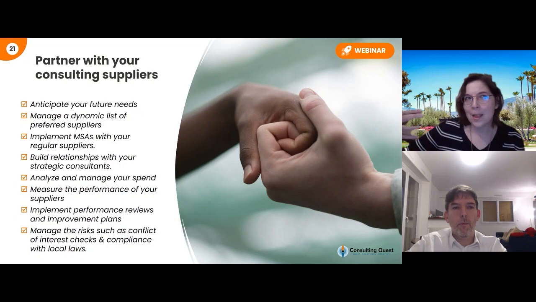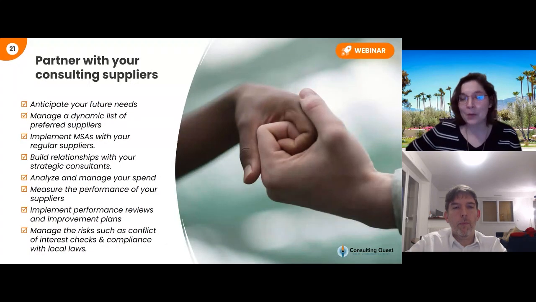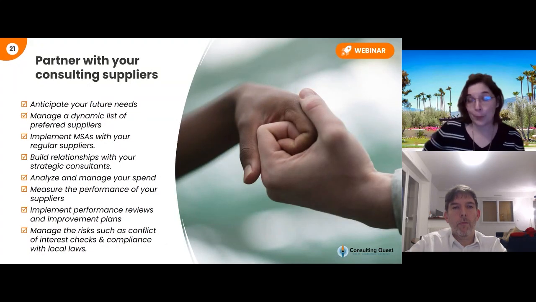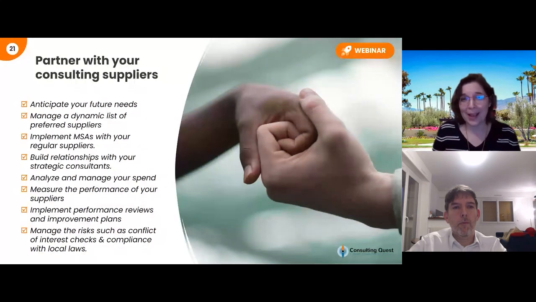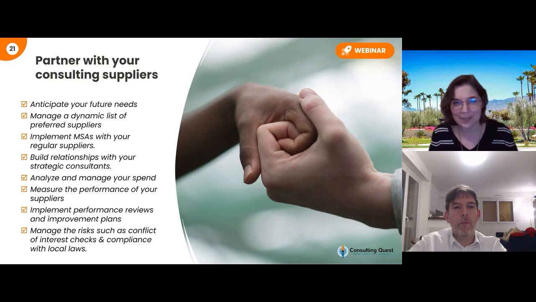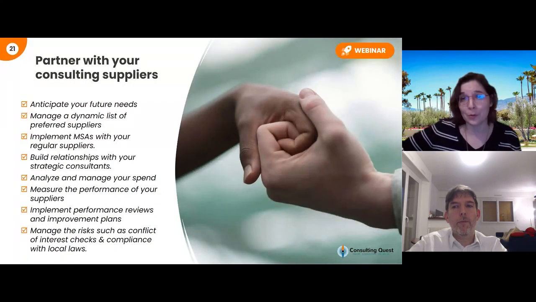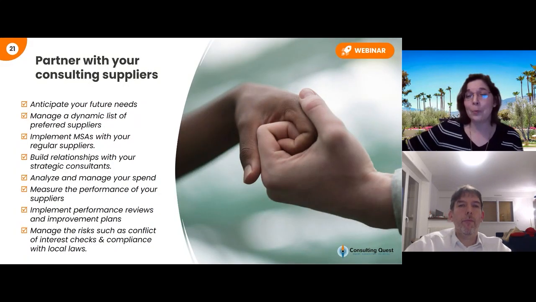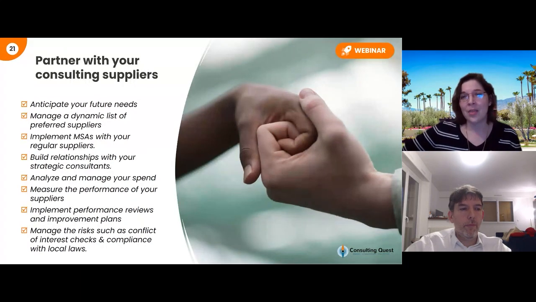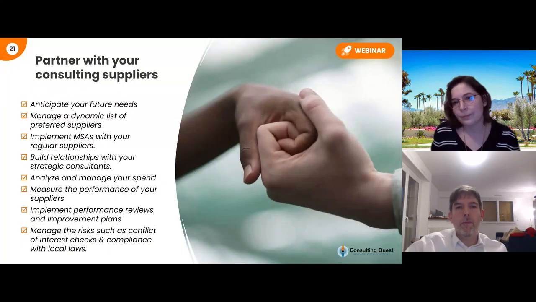And then at the end, it will benefit not only procurement as a group, working better and getting better prices and getting rebates and so on, but also your end users, your internal stakeholders, who will be able to work with consultants that are good at what they do and that get started very quickly on their projects.